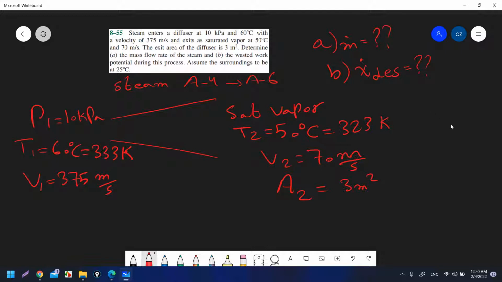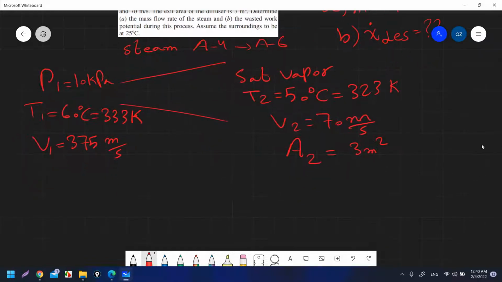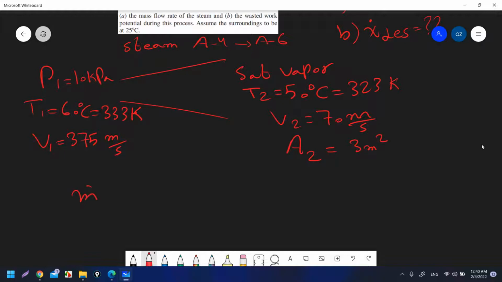So how can I find the mass? I said to you before, if you have area, usually you will have to find the mass flow rate. The mass flow rate, we know, is the volume flow rate over the specific volume, and the volume flow rate is area times the velocity. I have the area of the second, I have the velocity of the exit, so I have to get the specific volume at the exit. That is for part A.